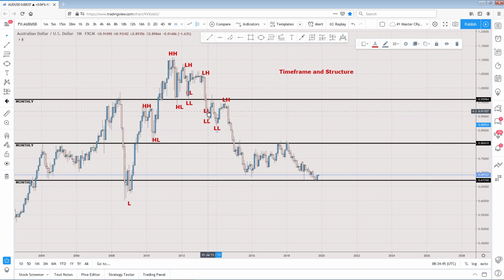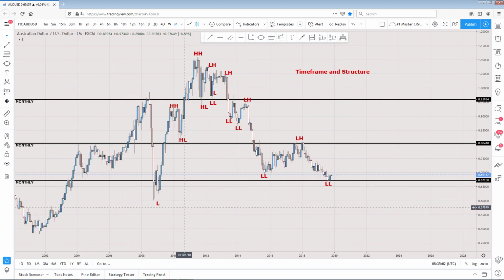Lower low, lower low. This is a lower high. And we actually formed another lower low. So you can see that there's a structure in the uptrend, and then there's structure in the downtrend, and we're looking at the monthly chart right now.